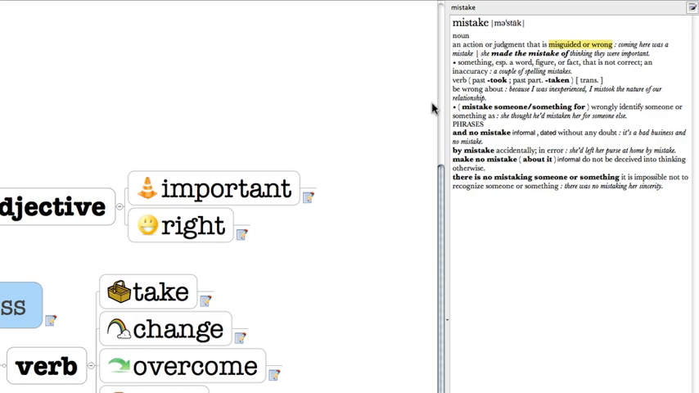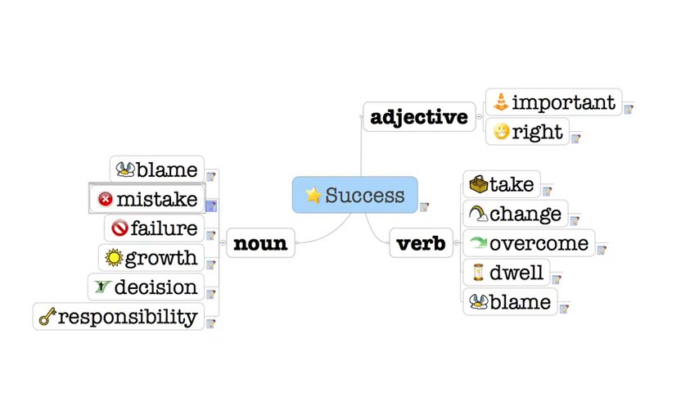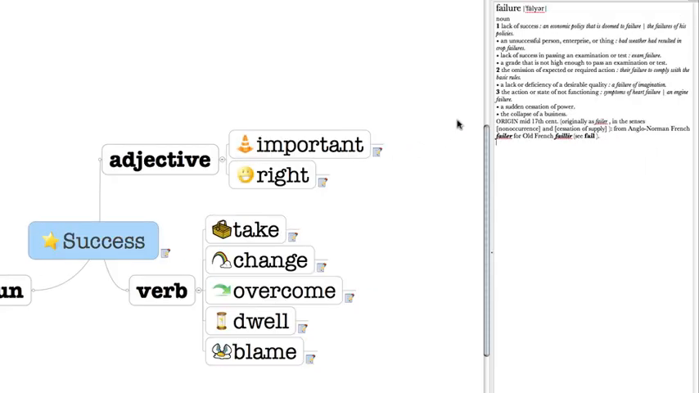And mistake goes with failure also, because failure is also a lack of success. You might have failed at something, you made a mistake. So it's a lack of success. It can be the opposite of our word, which is success, our primary word. Okay? So lack of success is failure.